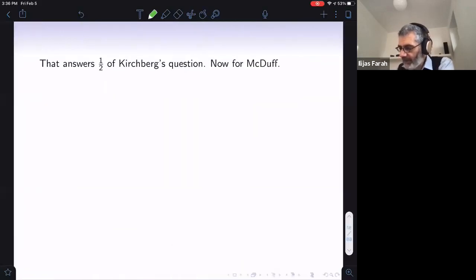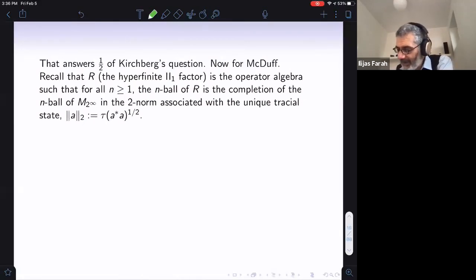Okay, so let's go on. So this answers one half of Hirschberg's question. Remember, he asked about relative commutants, under continuum hypothesis, yes, they are all isomorphic. Now, MacDuff asked an analogous question for the hyperfinite II_1 factor. This course is about C*-algebras, not about II_1 factors, but nevertheless, we can do this completely without cheating from the C*-algebra point of view. So let's take a look.